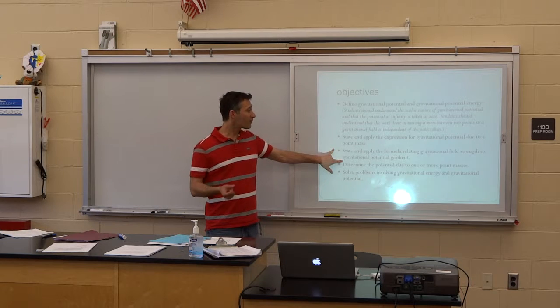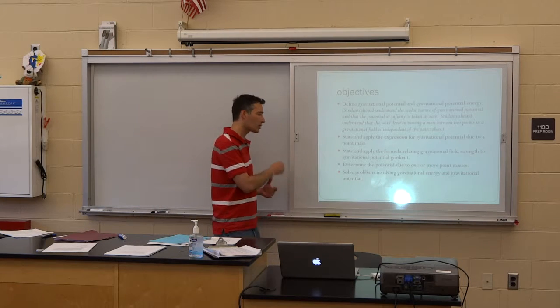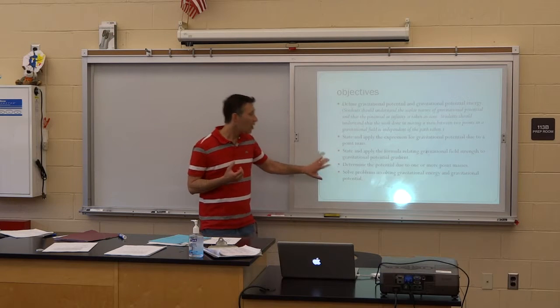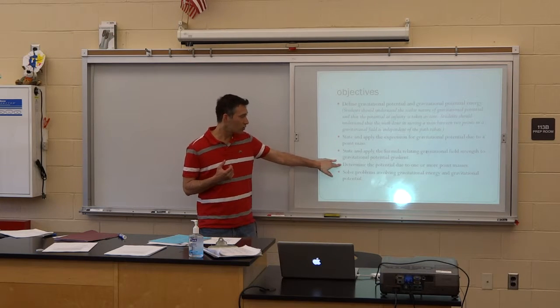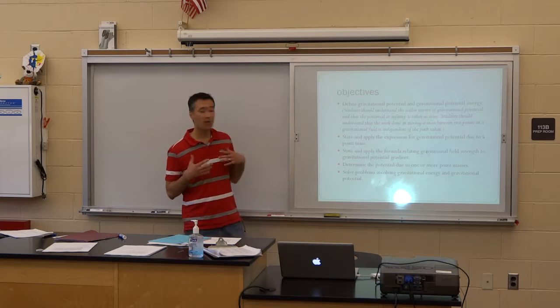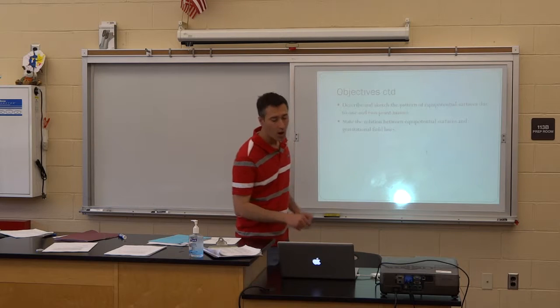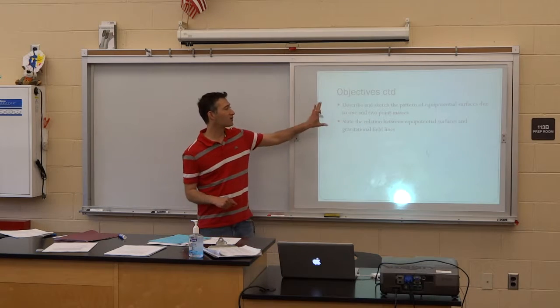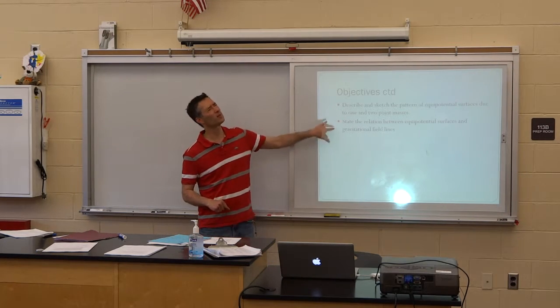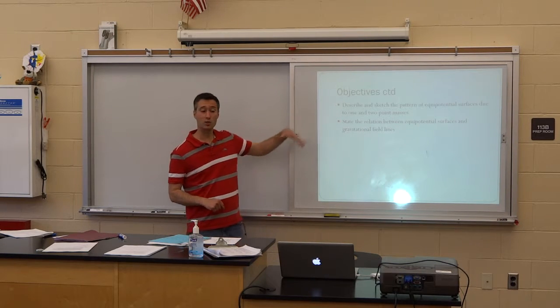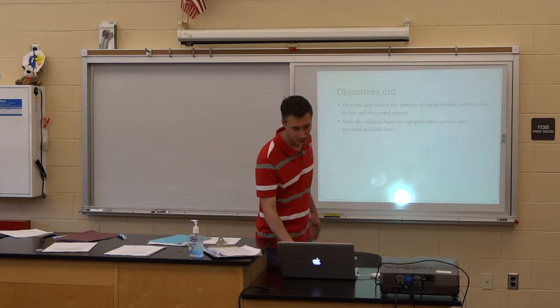We want to state and apply the formula relating gravitational field strength, one of our topic 6 variables, to gravitational potential gradient. We want to determine the potential due to one or more point masses, and then solve problems involving gravitational potential energy and gravitational potential. I do not think we'll get to these final two. There's actually 2 more objectives beyond these for topic 9.2, but it's quite possible we're not going to get to these 2 drawing objectives today.